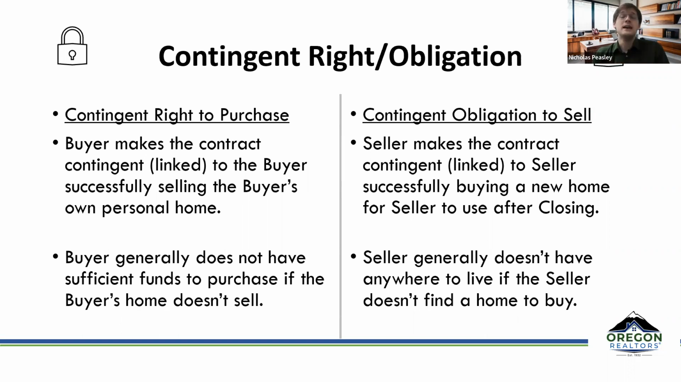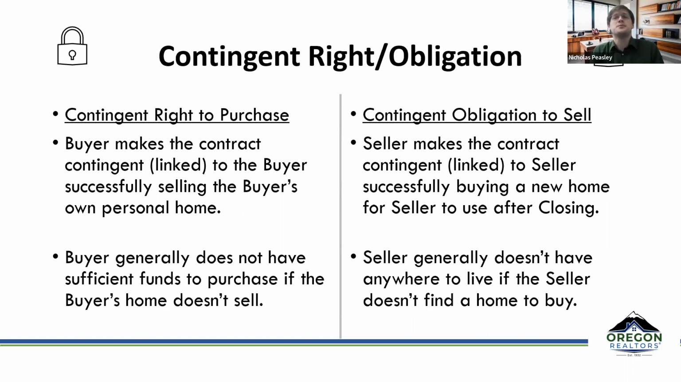They link the contract to the buyer's successful sale of the buyer's own personal home. The buyer basically says, I don't have enough money now, but once I sell my home, I will have enough money. And that contingent linkage is essentially why, because the buyer does not have enough money if their home doesn't sell, that is why we make it contingent upon the sale of buyer's home. Essentially, it's a mandatory thing to have happen before the buyer is able to purchase the property. There are some ways that we'll get around that. I'll point it out as we go in the presentation.